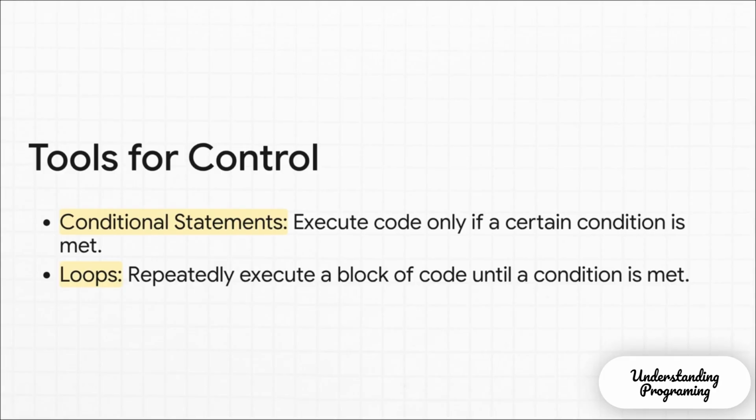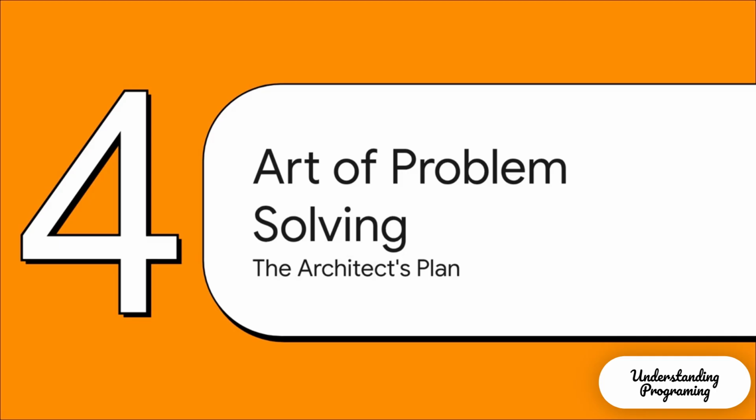Second, we have looping structures. These use words like for and while to repeat a chunk of code over and over again, which is incredibly powerful. Okay, so knowing all the words in the grammar of C is one thing, but knowing how to actually use them to solve a real problem, that's a whole different ballgame. And this brings us to what I think is the most important part of programming, the art of problem solving, or as I like to call it, the architect's plan.